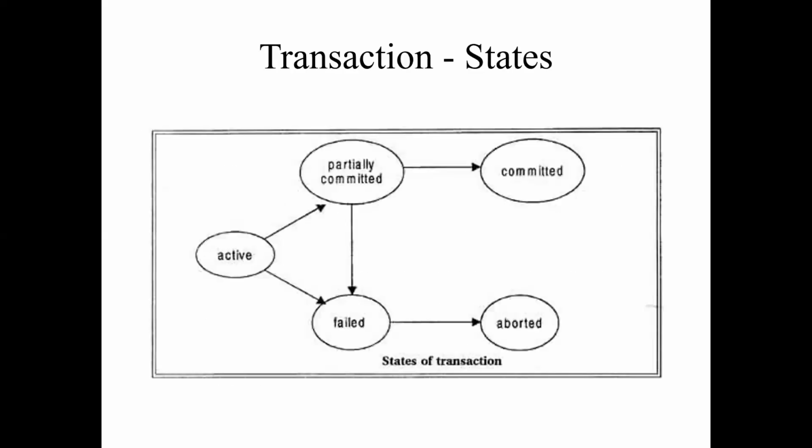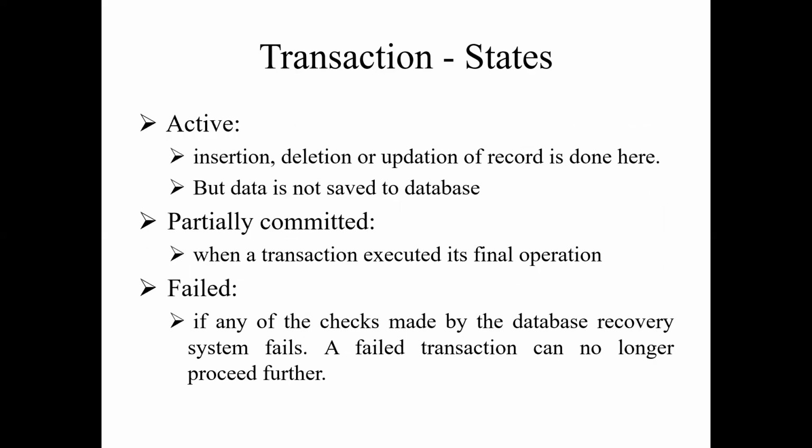This is the transaction states. There are 5 states in a transaction. First one is active, then partially committed, finally committed. If the transaction fails, then finally aborted. Active means insertion, deletion, or updation of record is done here, but the data is not saved into the database, so it's always in a buffer. Partially committed is when the transaction executes its final operation.